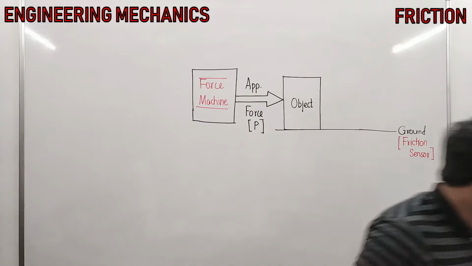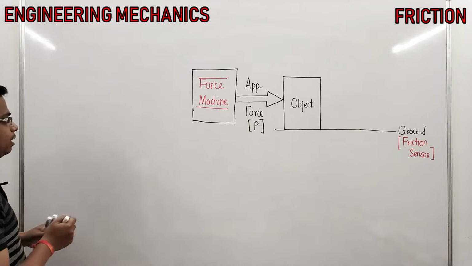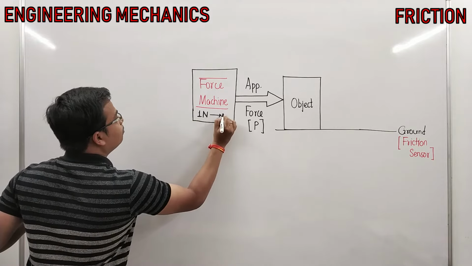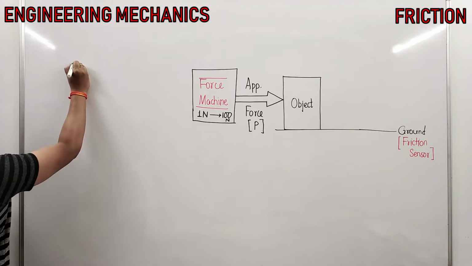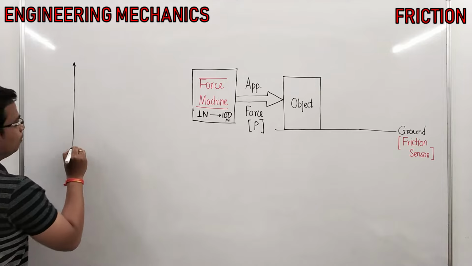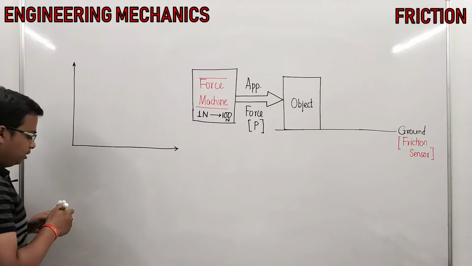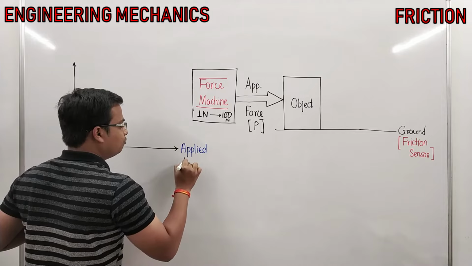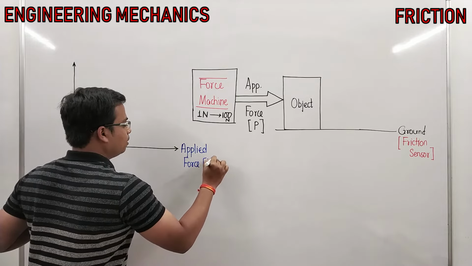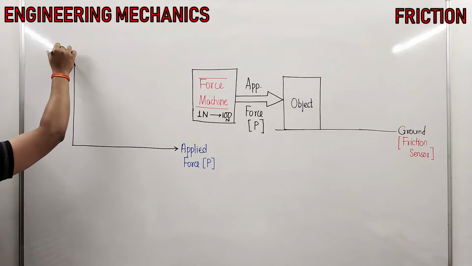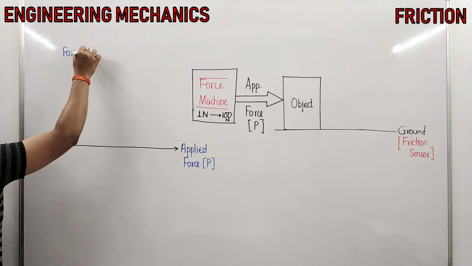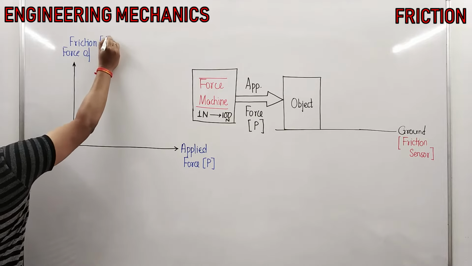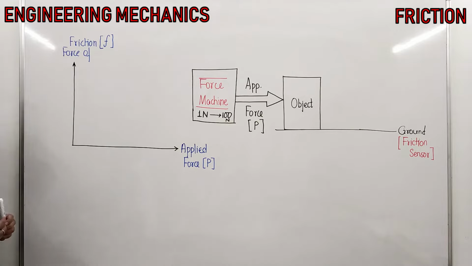So first of all, let us try to make a plot. Let's say this force machine has a minimum value of force as 1 Newton and a maximum value of force as 100 Newton. Here we go. This x-axis is the applied force, represented by capital P, whereas this y-axis is the force of friction. Let's say we are representing the force of friction by small f. That would be appropriate.